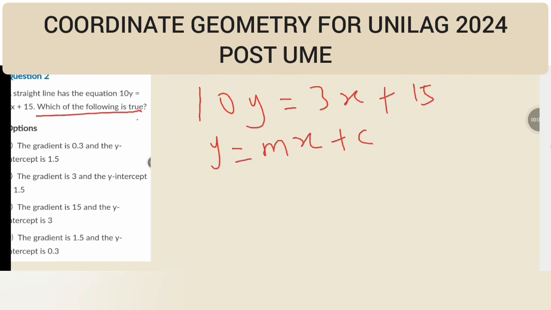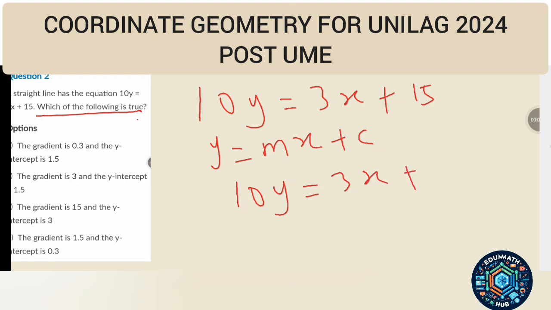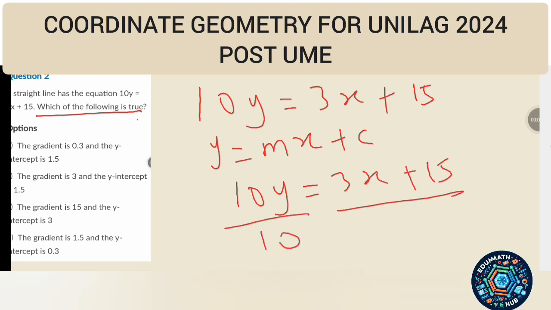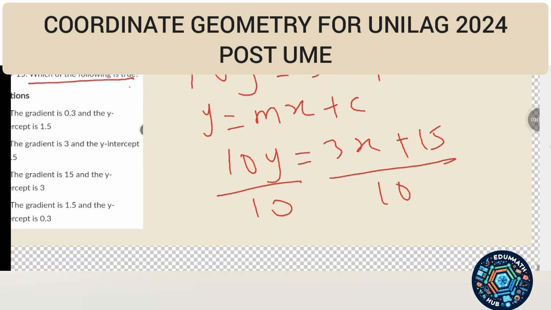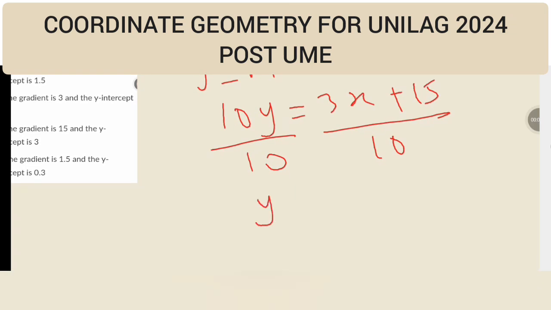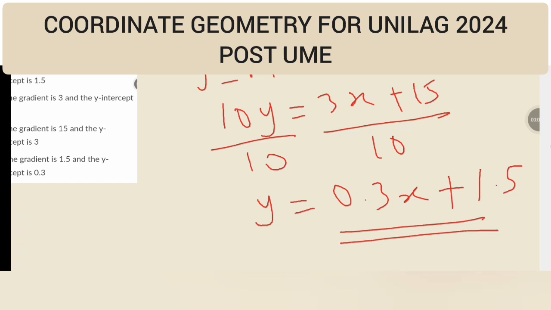So you have 10y equals 3x plus 15. When you divide both sides by 10, you're going to have over 10, over 10. So at the end of the day, you have y here. 3 divided by 10 will give you 0.3x, plus 15 divided by 10 will give you 1.5. So this is the general form of this equation. Then use this one to answer the options.